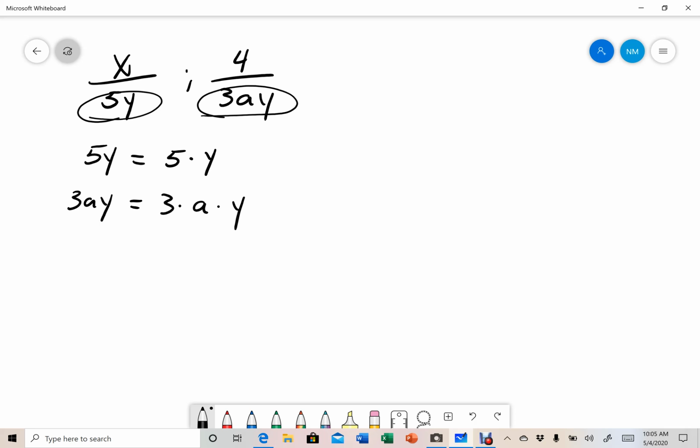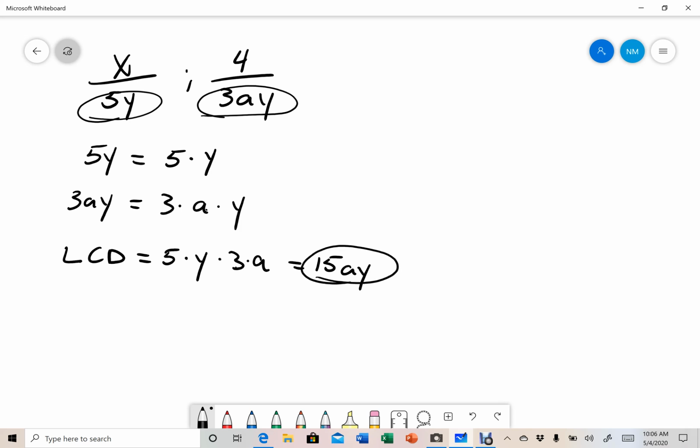So I'm using these factors then to find my LCD, okay? So I take my first one, 5y. Y appears one time in both of these, so it only has to be represented once in my LCD. Then I've got 3 and a, and my y is already represented, so I don't have to put another y, okay? So my least common denominator is 5 times 3, which is 15, a and y. So here now is my least common denominator.